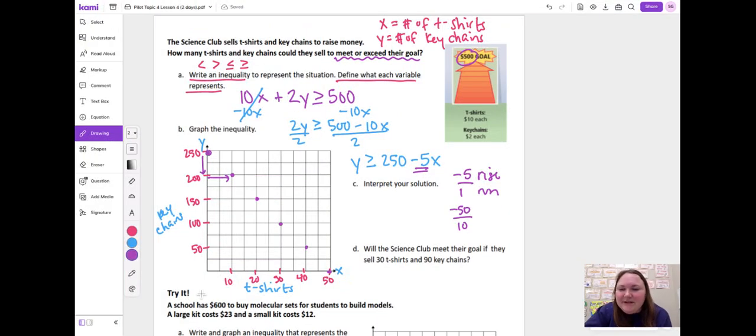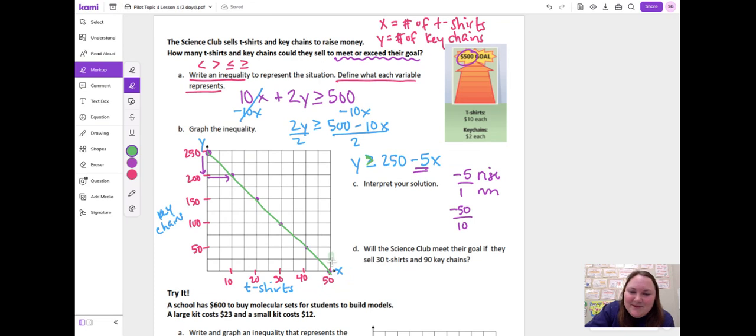Because it's an inequality, remember there are 2 extra steps. I need to choose my line. Should I be doing a solid or dotted line? It has or equal to, so that means it's going to be solid. And then last part, I need to shade. Am I shading above or below, up or down? Well, it is greater than, so I want to shade up. I want to shade above my line. So that's going to be this part right here.